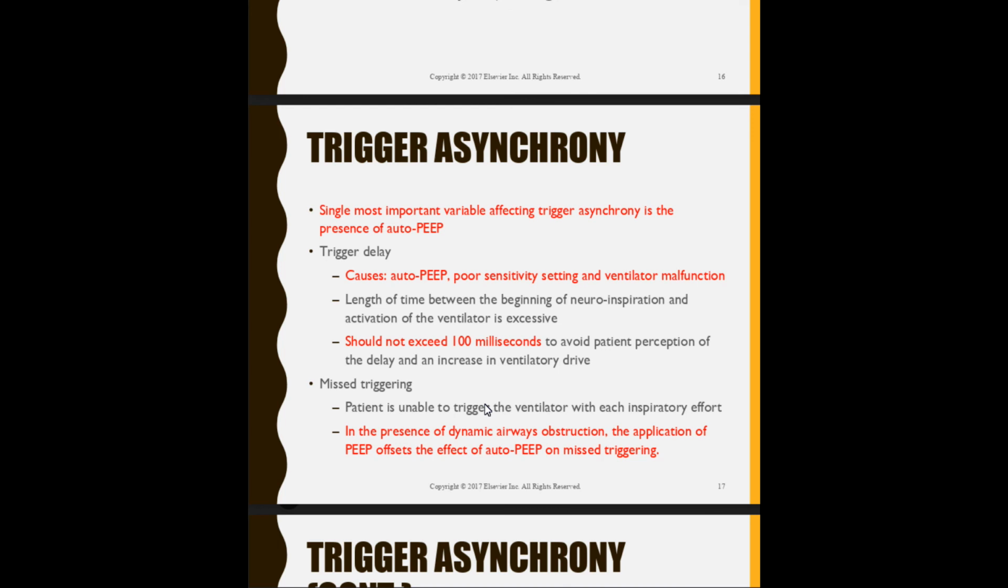So if I continually have mistriggering that prevents me from getting a breath, I'm not going to have any gas exchange. Therefore, I'm going to have low O2 and a high CO2. So I'm going to have a ventilation and oxygenation issue. That's the big thing about this. And now it's saying in the presence of dynamic airways obstruction, the application of PEEP offsets.